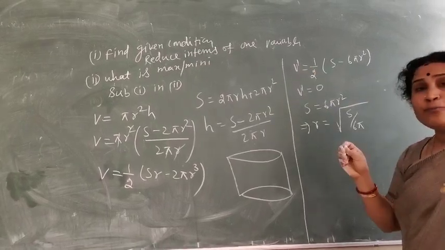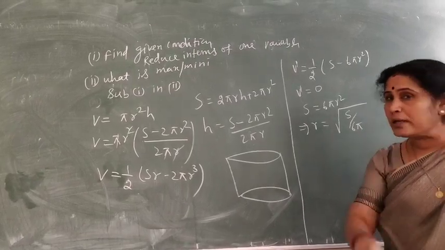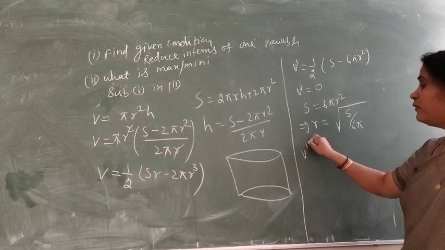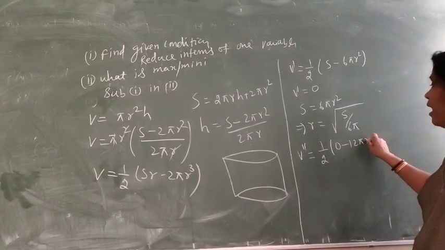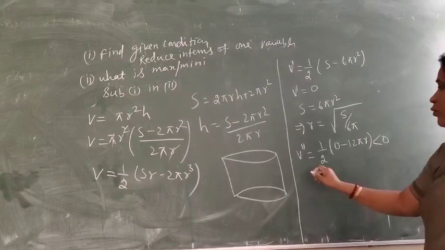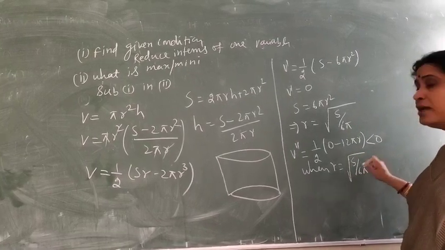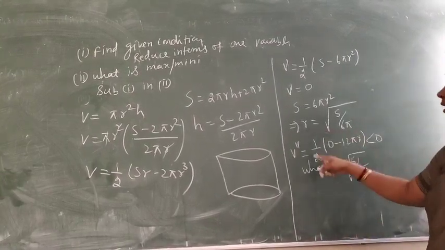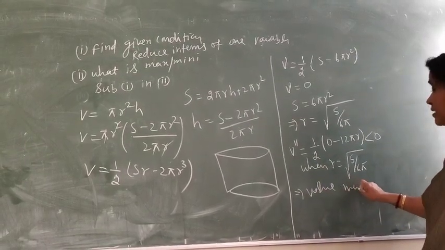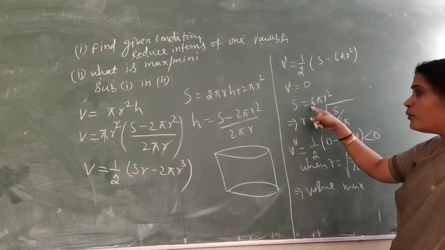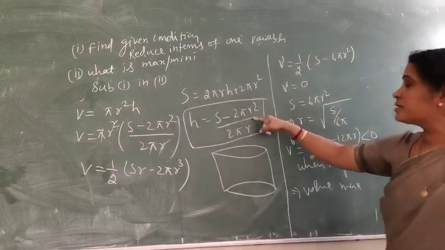Then you have to find up to whether it is maximum or minimum, then only you are completing your target. Keep that in your mind. Now finding v double dash, it becomes 1 upon 2 into (0 minus 12 pi r). Naturally it becomes less than 0 when r equals under root of s upon 6 pi, because r never comes negative. So now whatever value you are getting, we have proved volume is maximum. Now you have to do one thing: whatever answer you are getting, substitute in the given, whatever you have reduced here, substitute here.